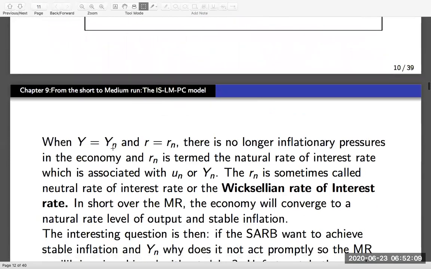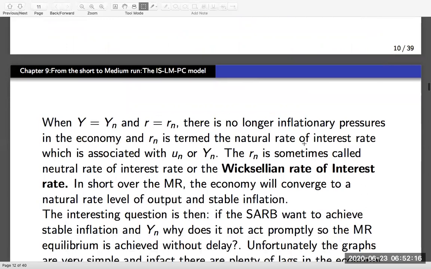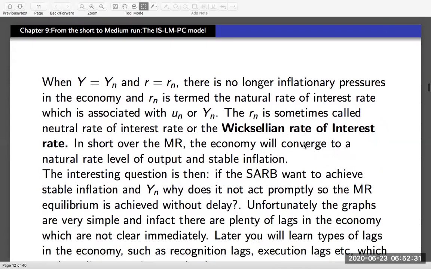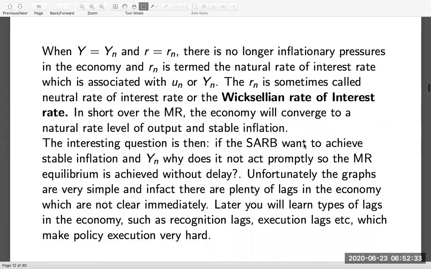So when y is equal to that and r is equal to that, there is no longer inflationary pressure in the economy, and Rn is termed the natural rate of interest, which is associated with the natural rate of unemployment or natural rate of output, and that's what we call the Wicksellian rate of interest. This is not important. You don't have to remember the name. Just remember what it means. In the short run, over the medium run, the economy will converge to a natural level of output and stable inflation.